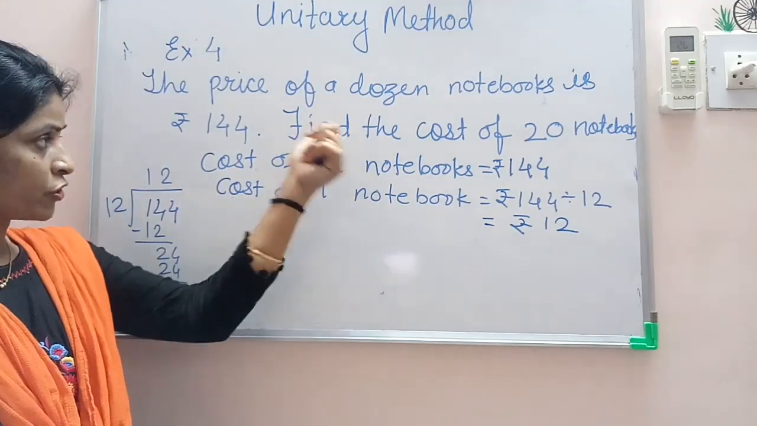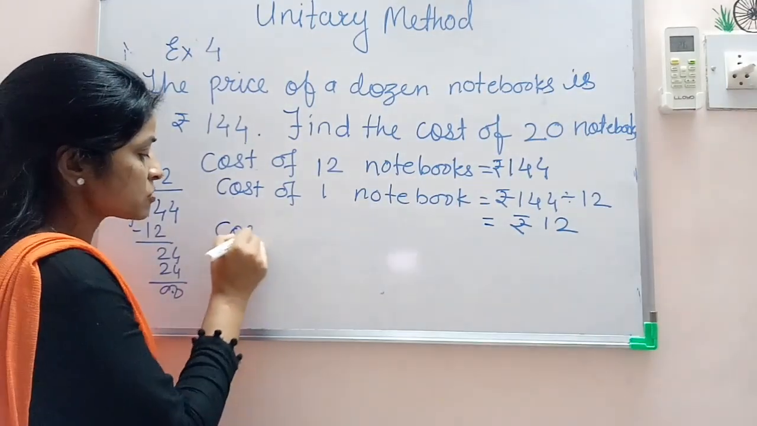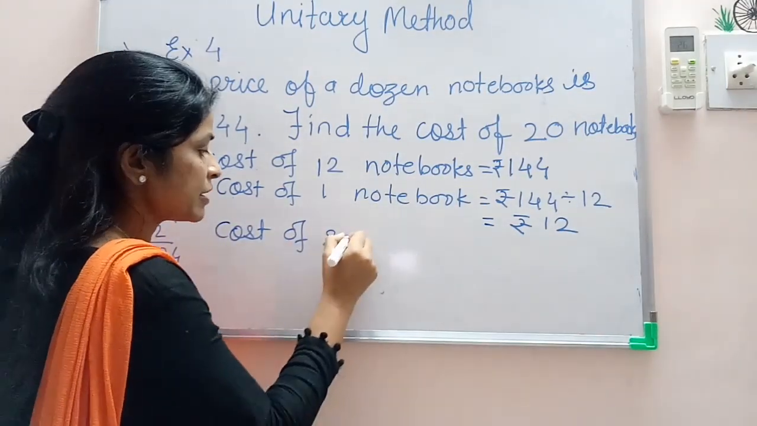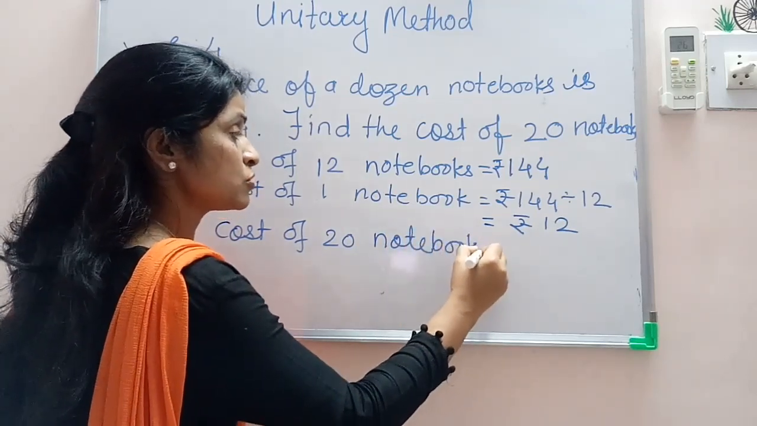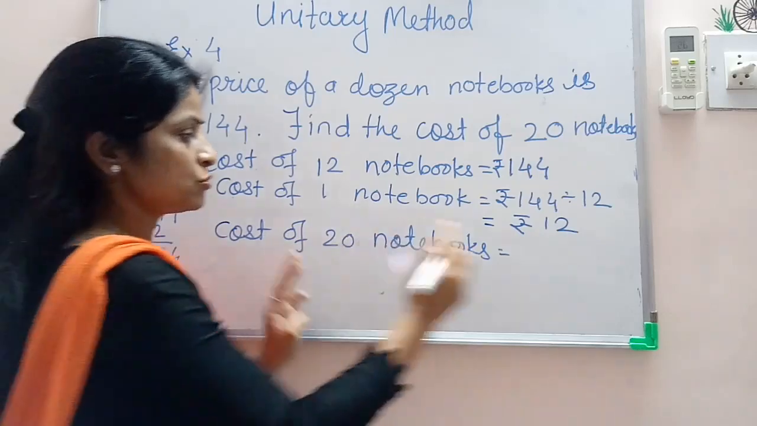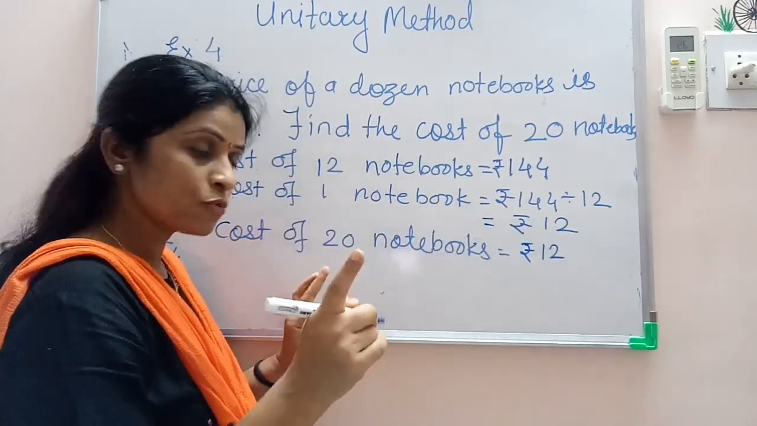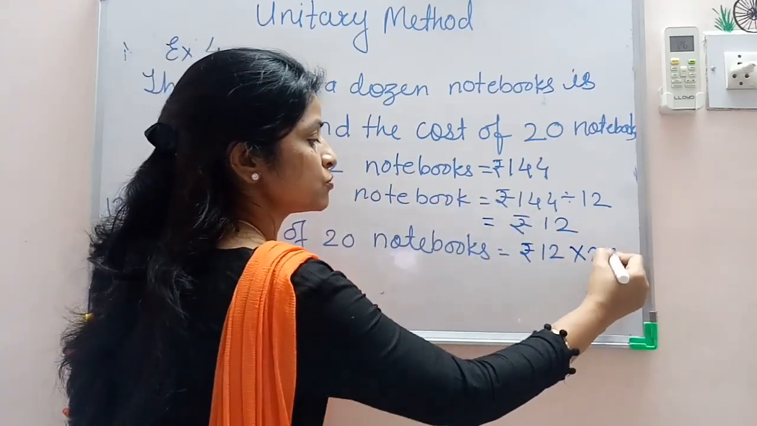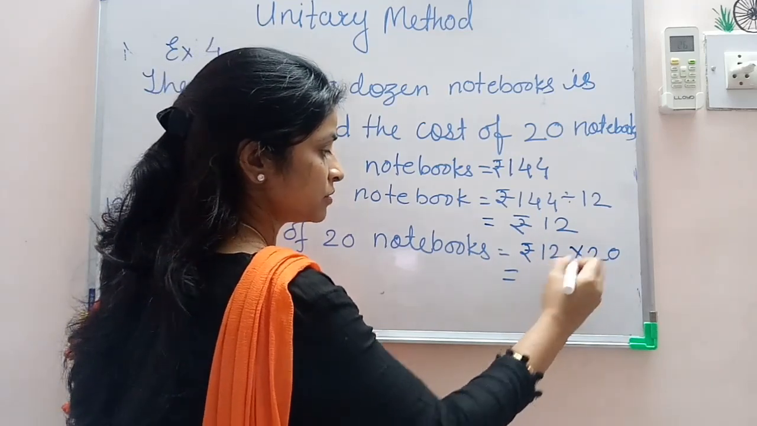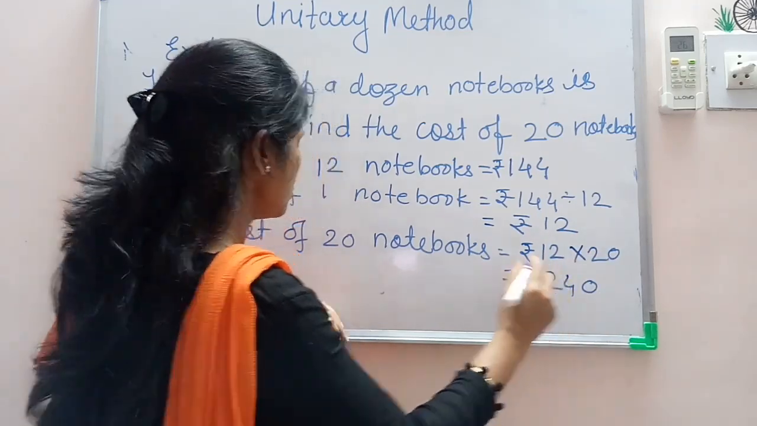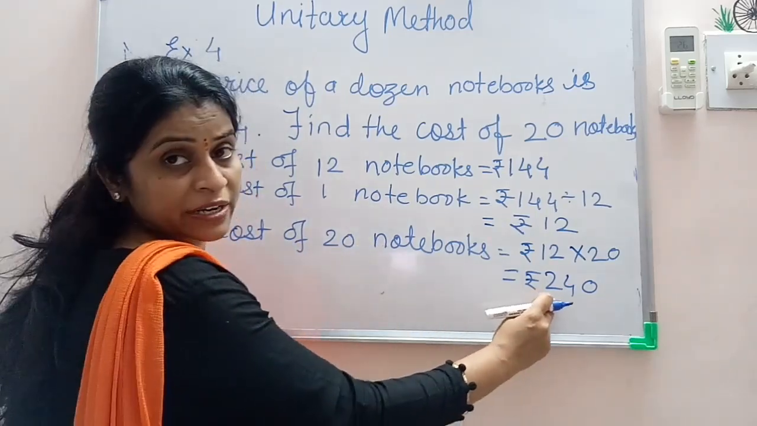Okay. Now what you have to find out? You have to find out the cost of 20 notebook. Now cost of 20 notebooks means many notebook you have to find. Cost of many notebooks you have to find. For that you have to, what is the cost of one notebook multiplied by 20 you have to do. That will be 0, 12 2s are 24. So the cost of 20 notebook is rupees 200.